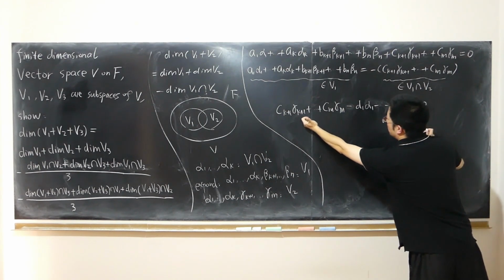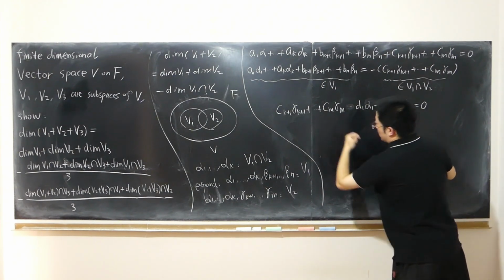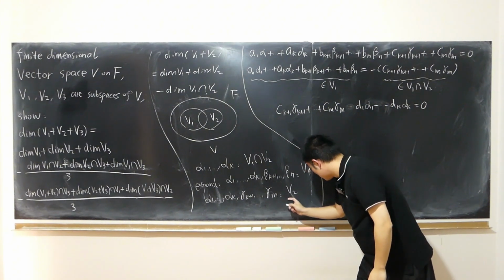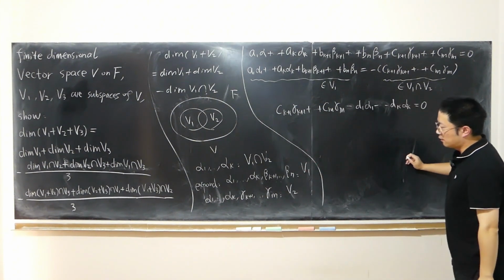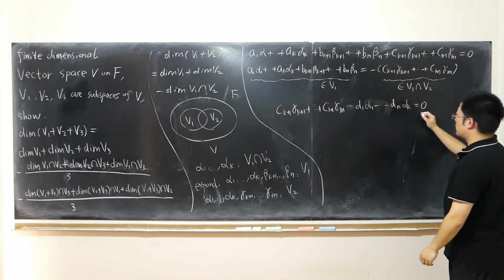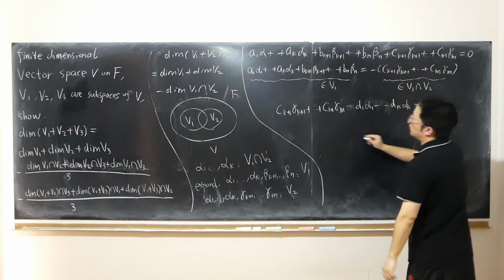So here is a linear combination of the alphas and the gammas. The alphas and gammas are a basis of V2, so therefore they are linearly independent. So it equals 0, which means each of the c's and d's all equal 0.